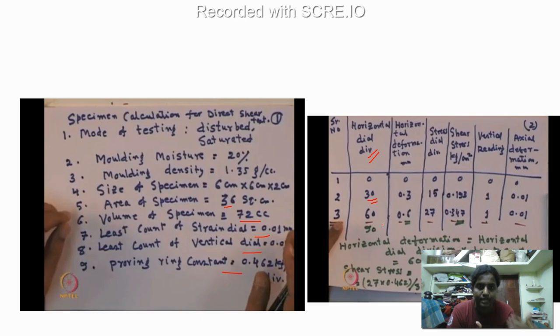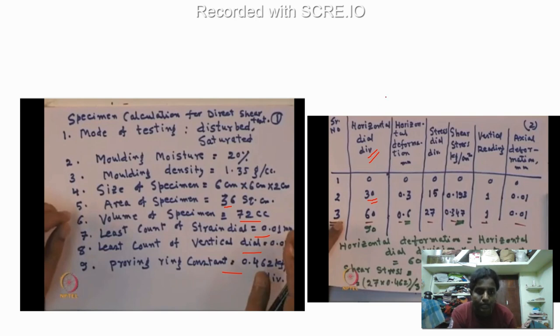At one point, it will fail. That means it will come down. Once the soil specimen has failed, the shear load comes down. Then you can terminate the test. This is for one normal stress. For one normal stress that we are applying, we will be getting one shear load. That is the maximum load.